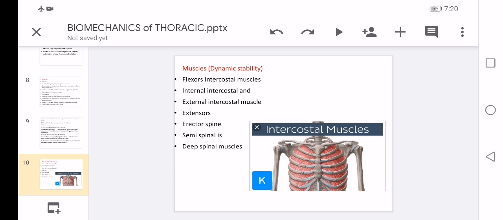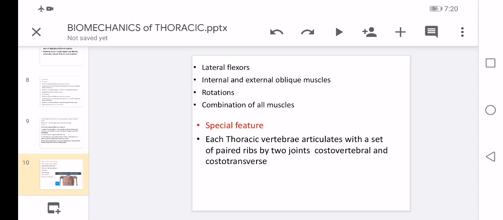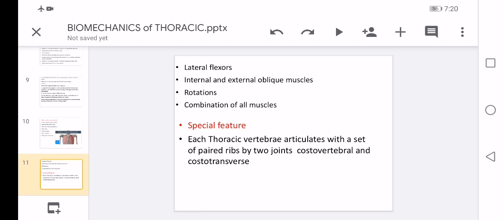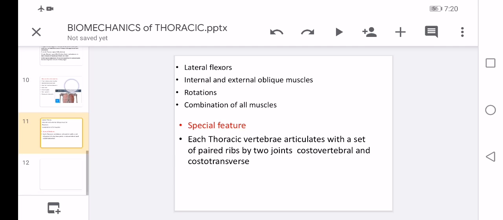These are the muscles that are enough from the examination point of view. Then there are the lateral flexor muscles and the oblique muscles, which produce rotations of the thoracic region through a combination of all the muscles. The special feature is that it articulates with a set of paired ribs by two joints, the costovertebral and costotransverse joints.